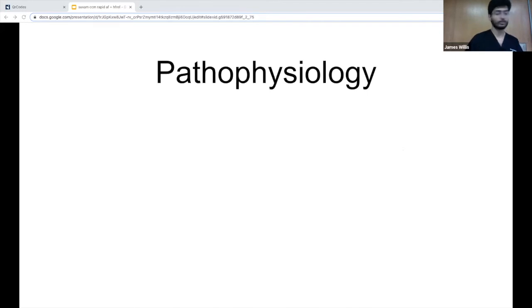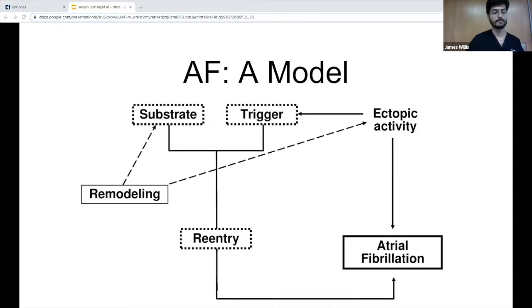So we'll start with pathophysiology first. We'll go over AFib, how it begets itself. We'll talk about diastolic function and then wrap it up with a discussion of the downstream effects of both these things happening at the same time.